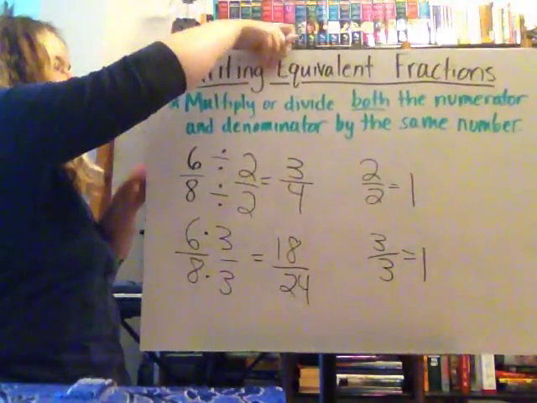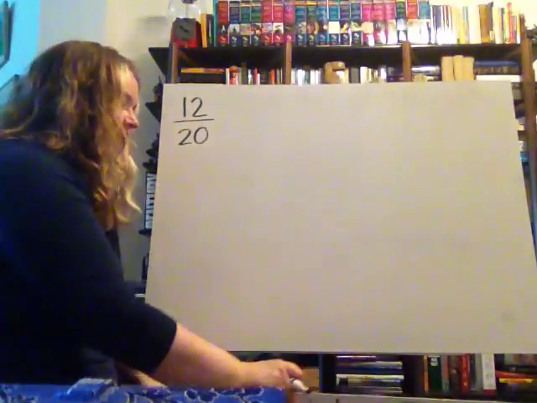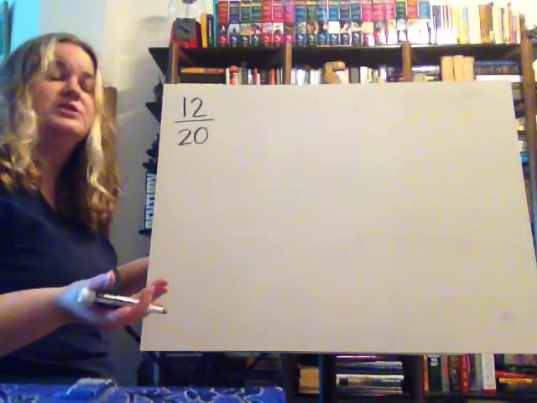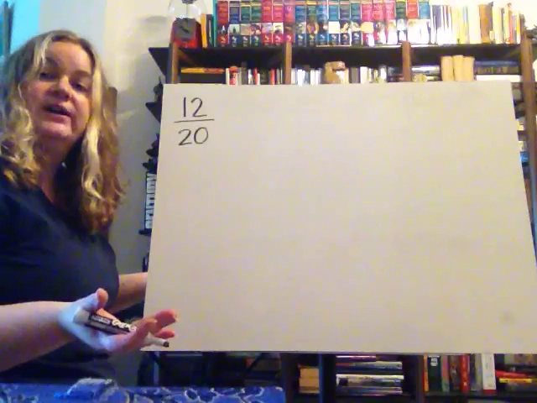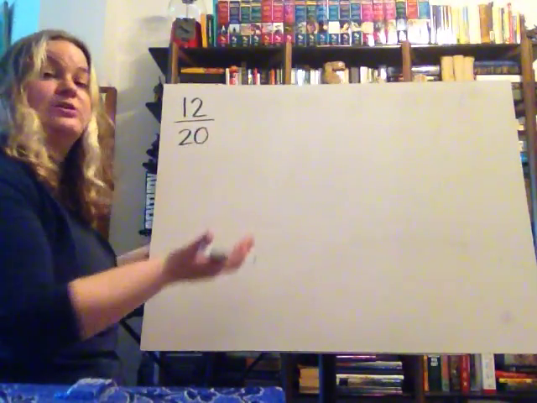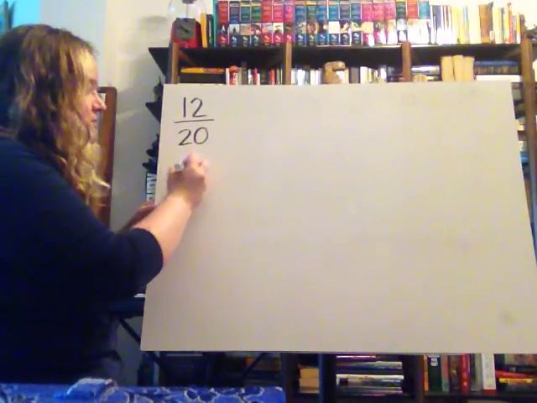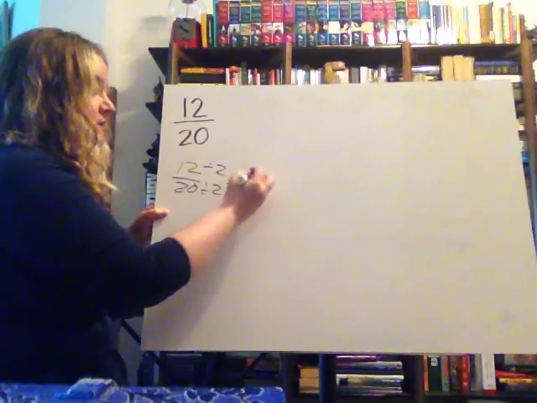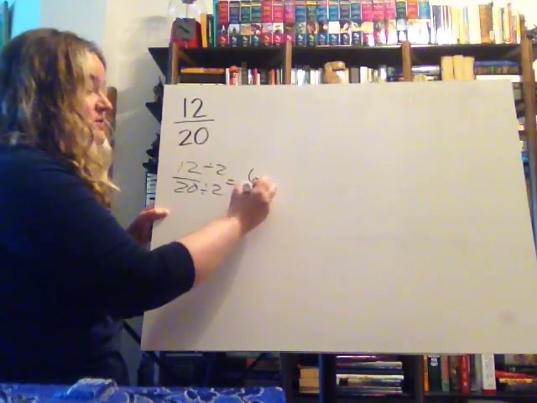Alright, so let's take a look at one more example. If I take 12/20, okay, let's write some equivalent fractions. Well, one of the ways is I can find common factors, things that go into it. So for instance, 12 and 20 are both even numbers, so I know they're divisible by 2. So I could divide both of those numbers by 2, and I would end up with 6/10.